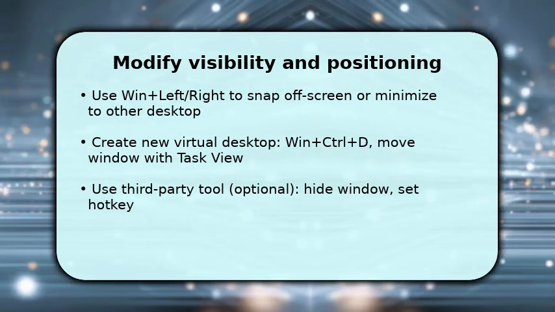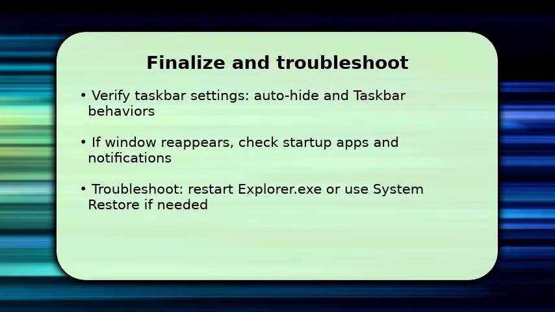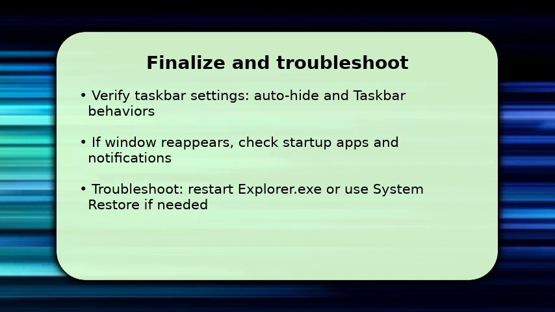Finish by adjusting taskbar settings. Enable auto-hide and review taskbar behaviors so hidden windows don't reappear in previews. Once done, verify the target window remains off the main taskbar and on the intended virtual desktop or hidden by the utility. If the window returns, check startup apps and background processes that may recreate it and disable those.